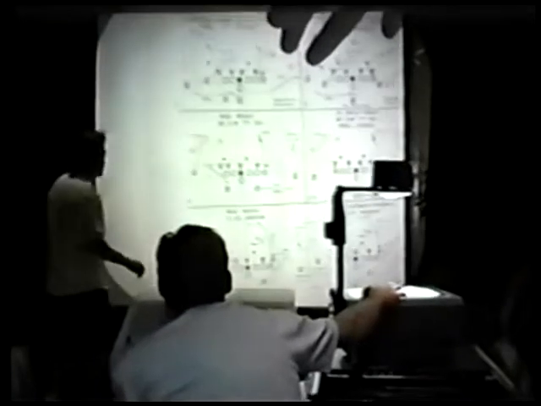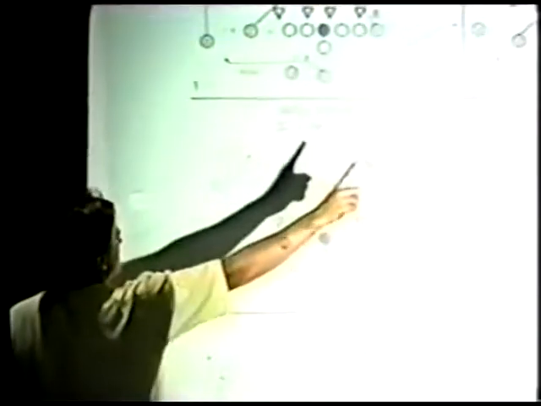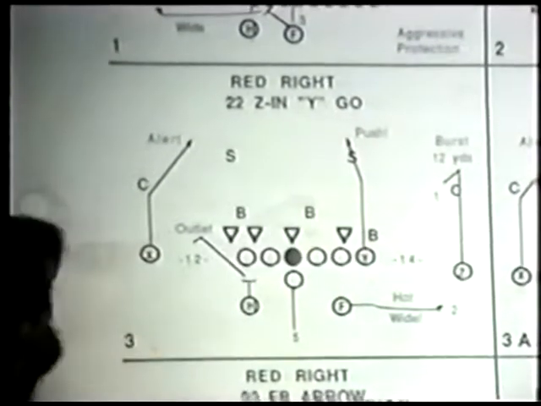All right, we'll get started with those two sticks tomorrow. And then we're going to add to it. We're going to add a lot of sticks. Okay? All right. Red right, 22Z in. We already have that play, but what we're doing now is adding wide go as a changeup.